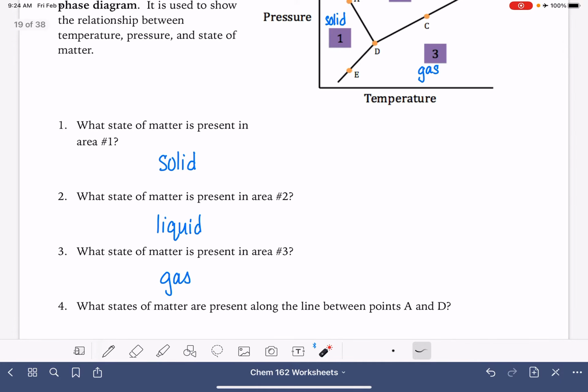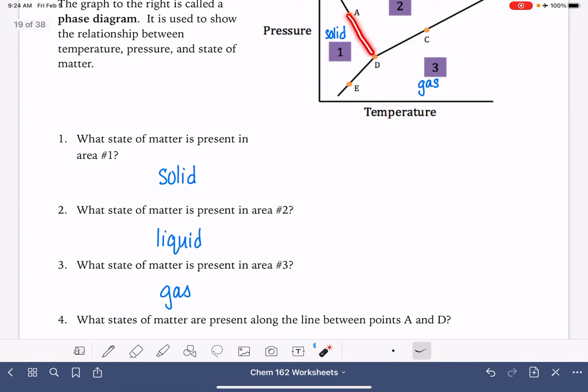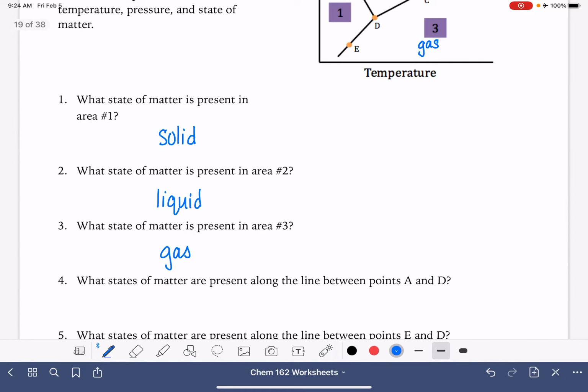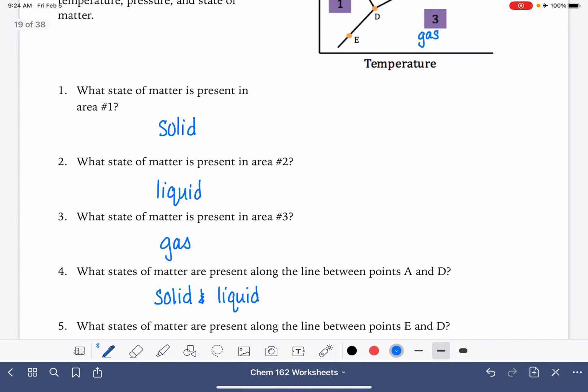So question number 4 asked us about the line between points A and D. Points A and D are along the solid-liquid line. So any temperature and pressure that falls in between points A and D represents combinations where we have both a solid and a liquid coexisting. This would be where we are either melting or freezing. Question number 5 asks about points E and D, so that's right here. Points along this segment of the line represent states of matter where the solid and gas are coexisting. So this would be where we are subliming. We have solid and gas.